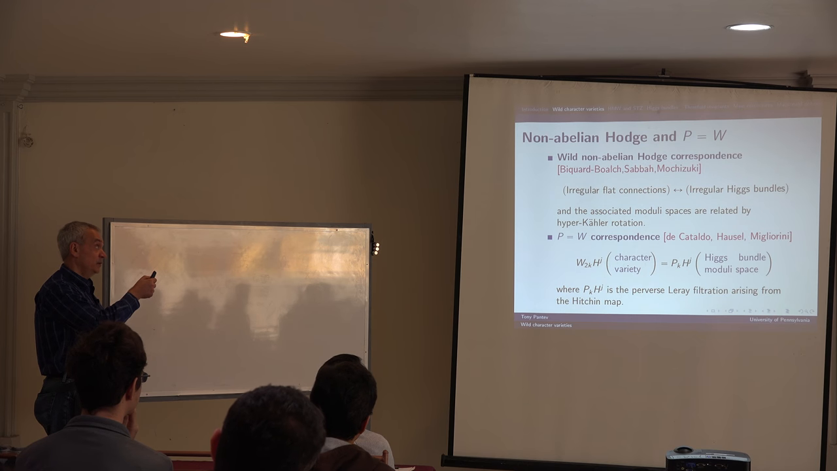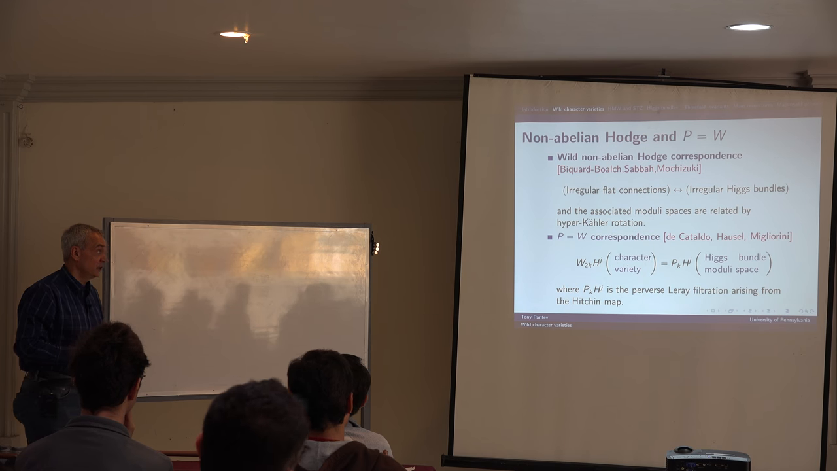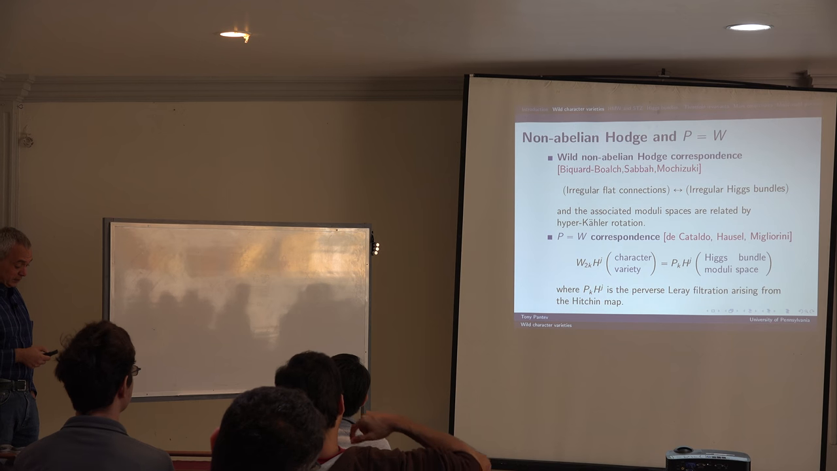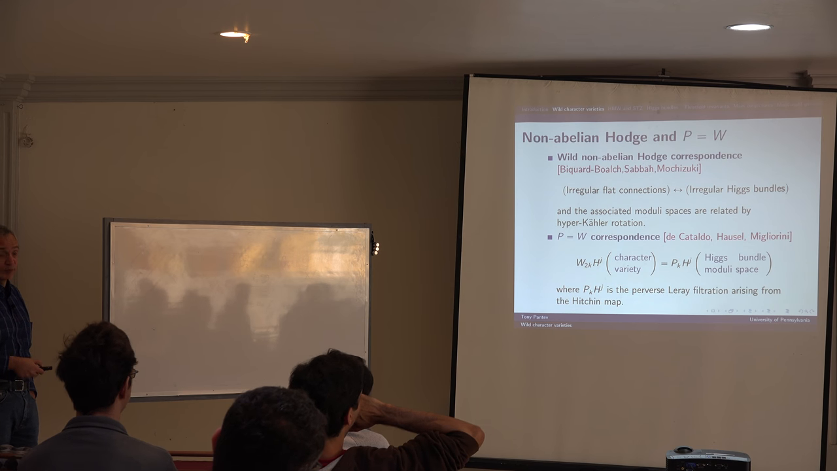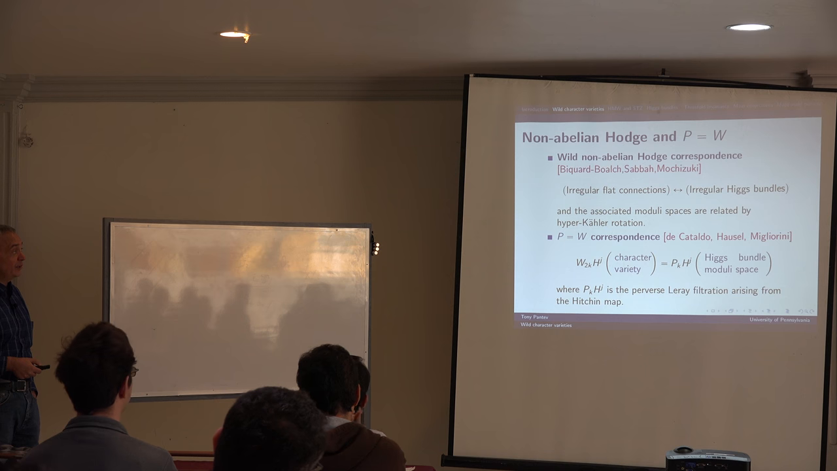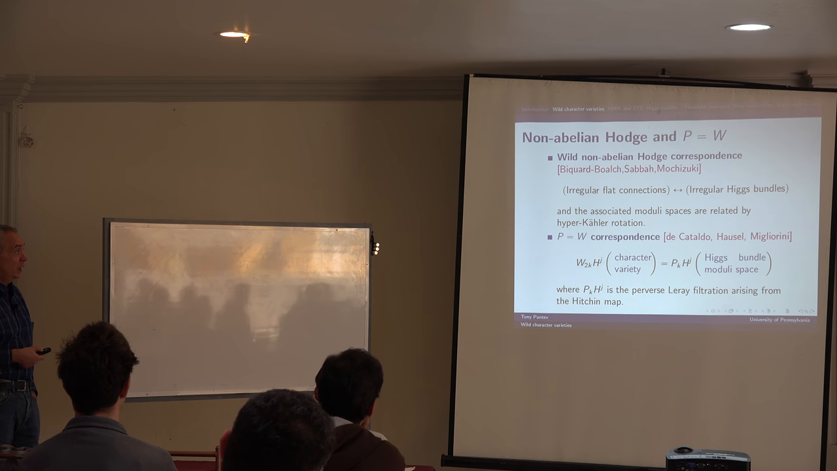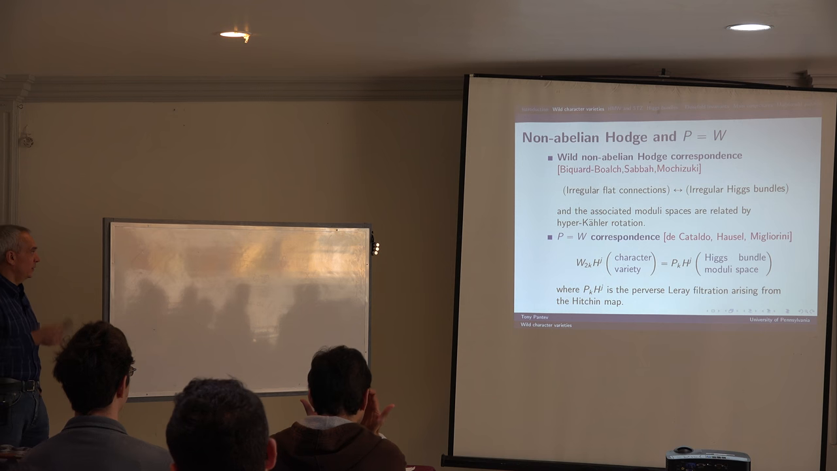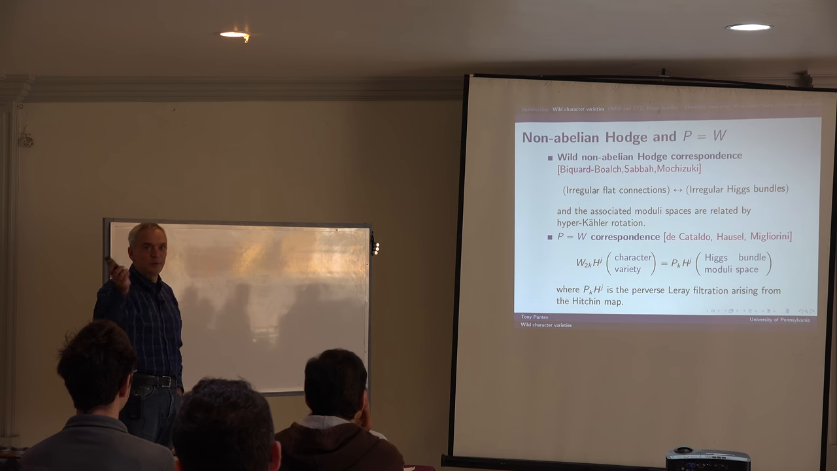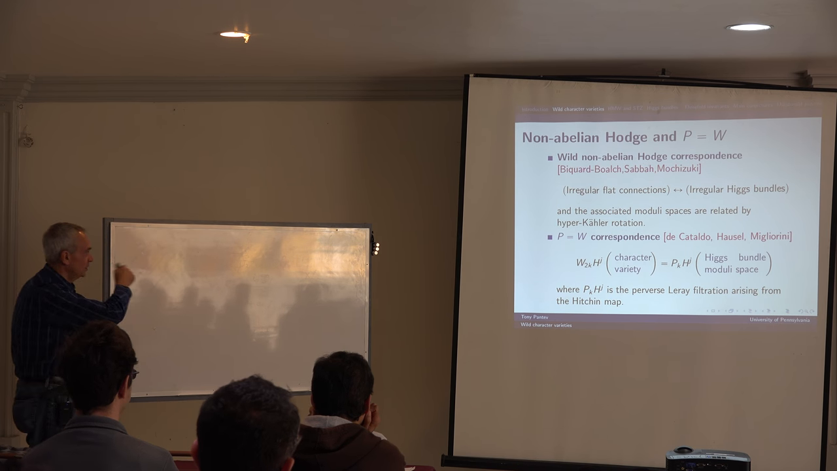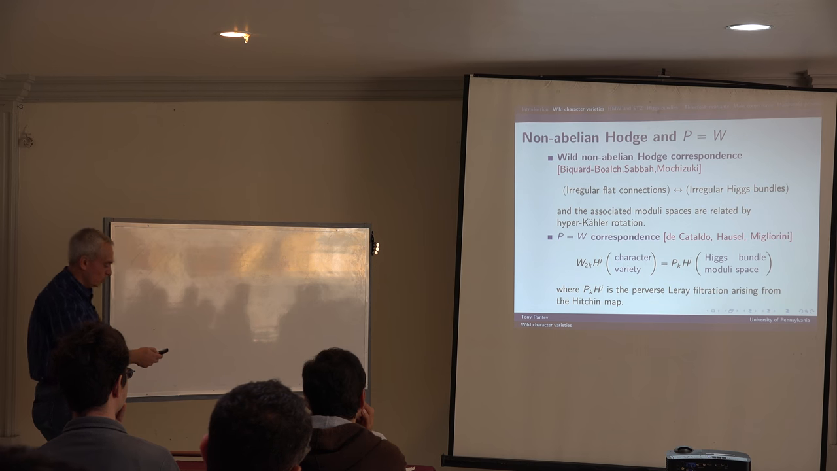So for our particular problem, which is the wild character variety, this is still a conjecture. It hasn't been proven. De Cataldo, Hausel, and Migliorini formulated this conjecture in the unramified case and proved it for GL2. And this is probably the only case in which it has been proven for this setup. I mean, there are people here who have proven instances of this in other setups, so I'm not going to talk more about that.